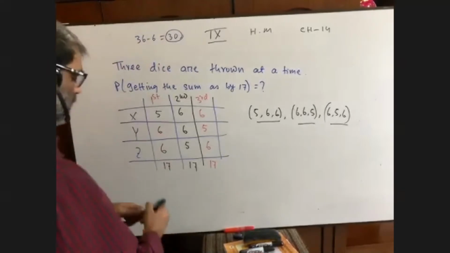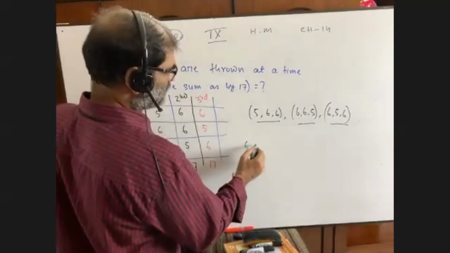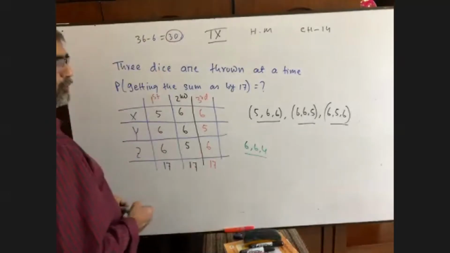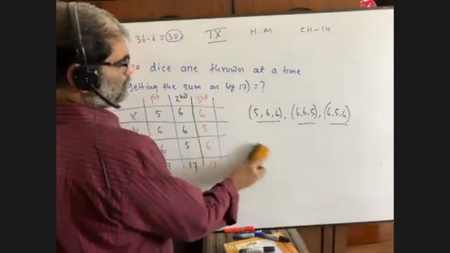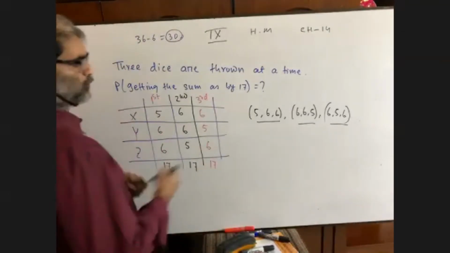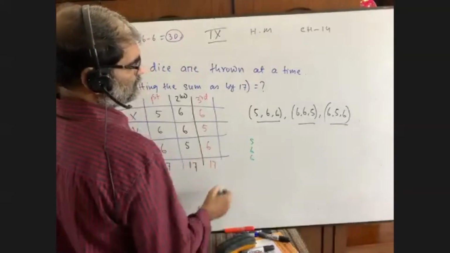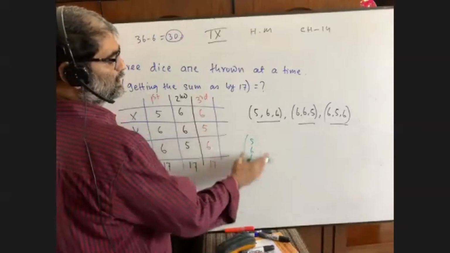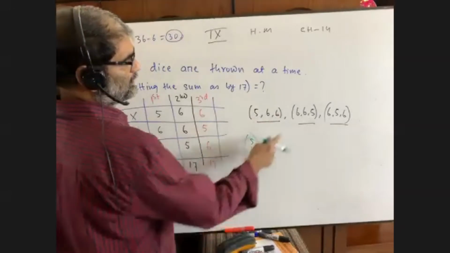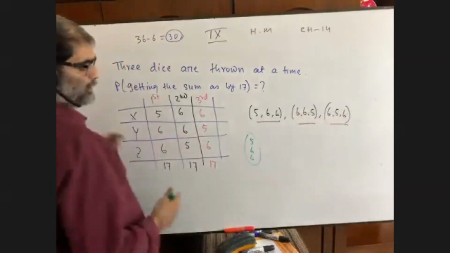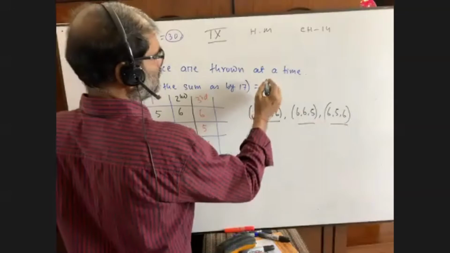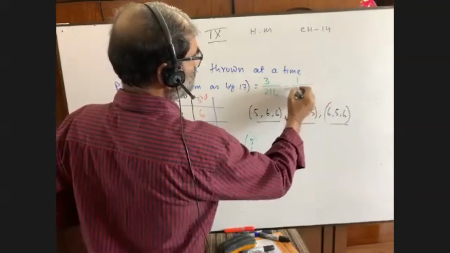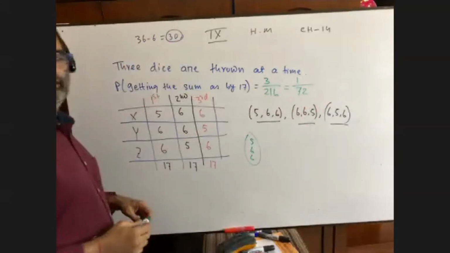We really don't have. Suppose you take 6, 6, 4. You see it is 16, not 17. We cannot get 17. For getting 17, we have 5, 6, 6. So use permutation and combination like this: 5, 6, 6; 6, 6, 5; 6, 5, 6. So we are getting our answer as 3 by 216, that is equal to 1 by 72. So our math is done.